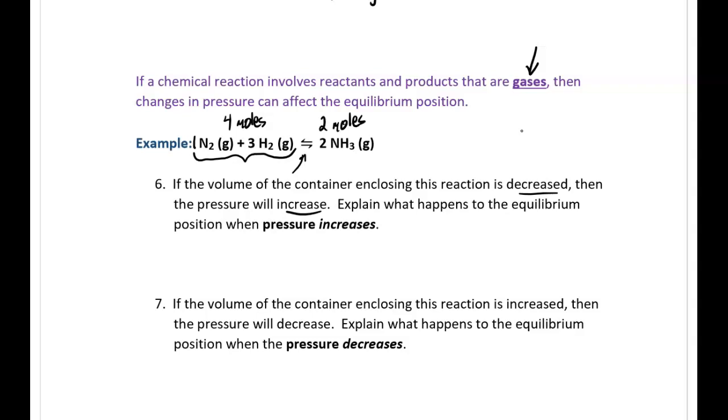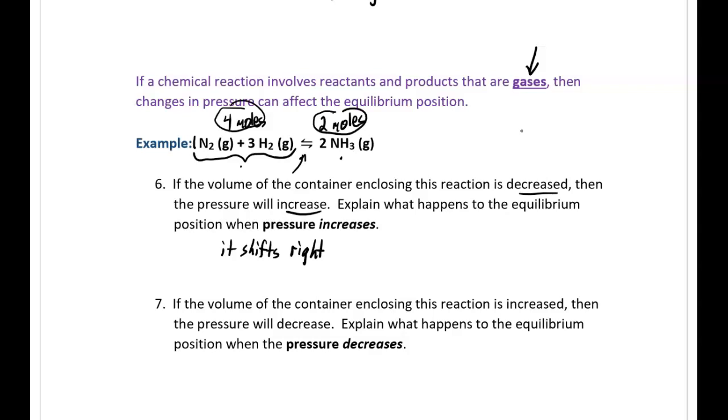So to reduce the pressure in the container, the forward reaction needs to pick up to change 4 moles of particles into 2 moles of particles. The equilibrium position will shift to the right.